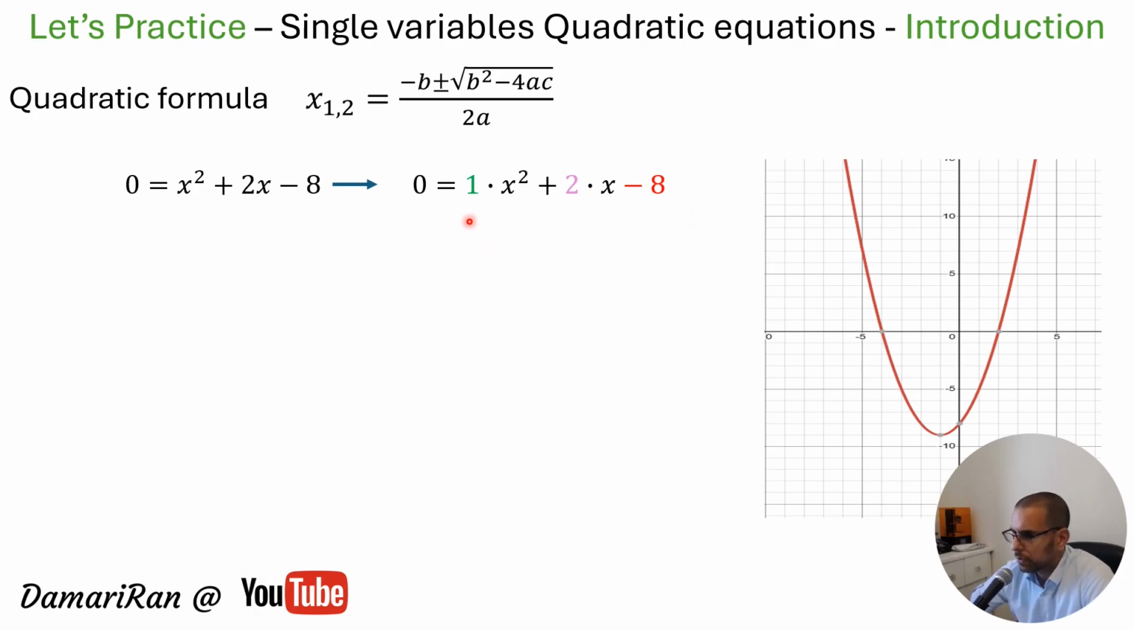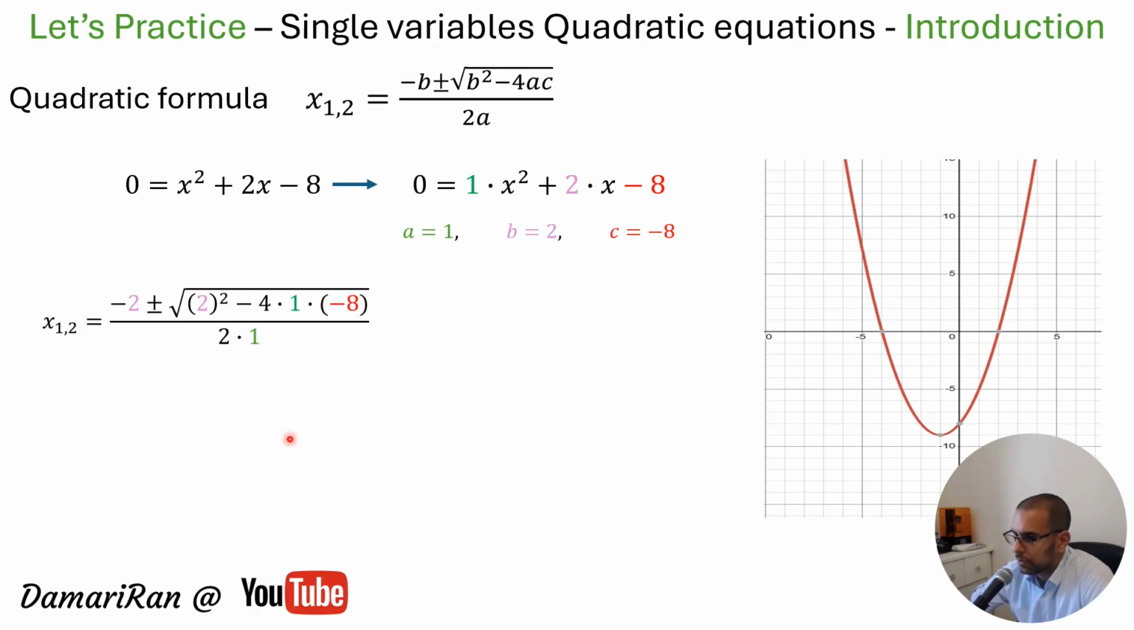And all we're going to do, we're going to realize that a is equal to 1, b is equal to 2, and c is equal to -8. And we're going to plug these 3 constants right here. And it's going to look like that. So b, we're going to put it right here, and here it is. -4 is this -4. 1 is this a, okay? And -8 is this c. And here is a, 2 times 1. And this is b. So after doing that, let's try to solve this.